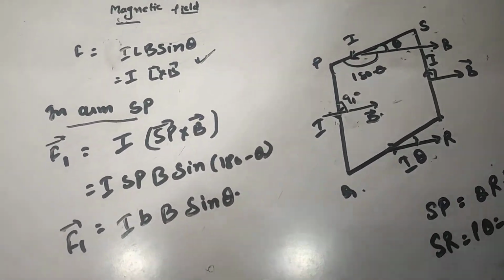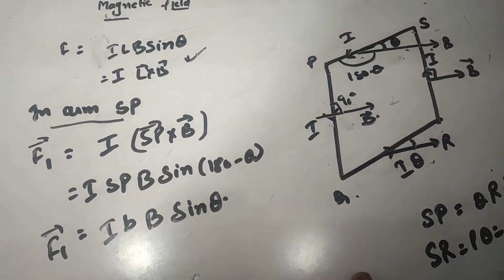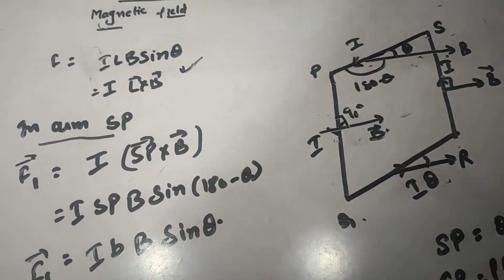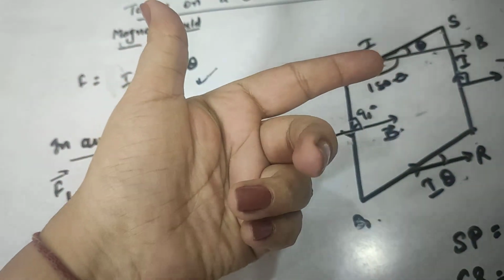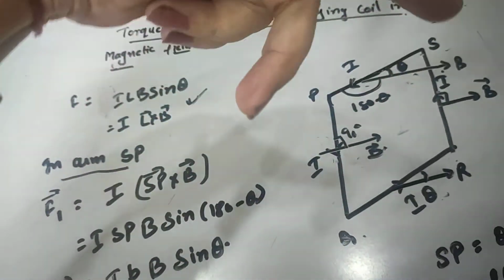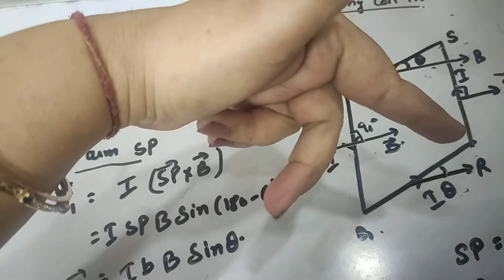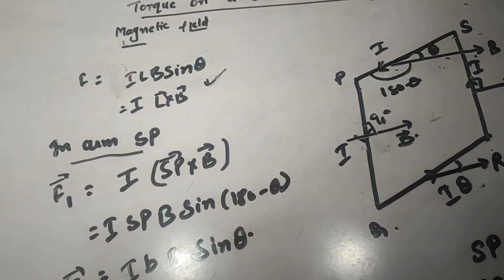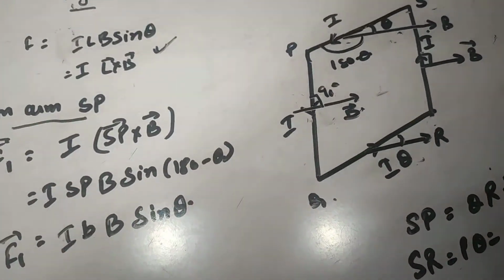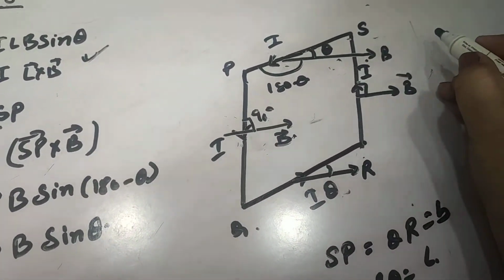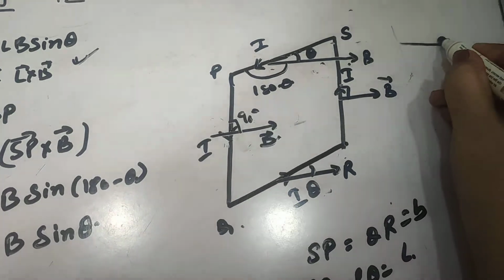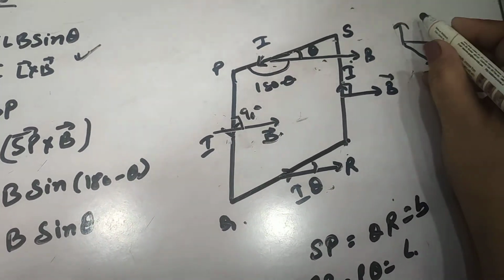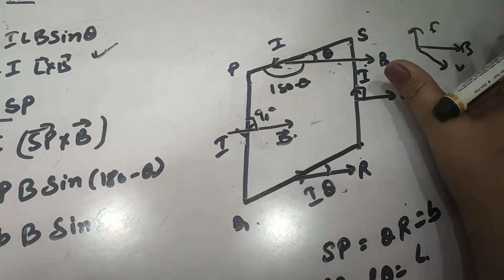We have to apply the left hand rule, Fleming's left hand rule. Sometimes it is difficult to understand how to curl our fingers like this. Suppose magnetic field is in this direction, current is in this direction, and the thumb will point. Sometimes it is difficult to turn our fingers, so in that case we will draw the direction according to the left hand rule. We know that according to the left hand rule, this is B, this is V, and this is F. So we have to change the directions accordingly.